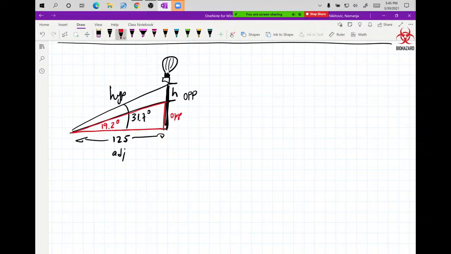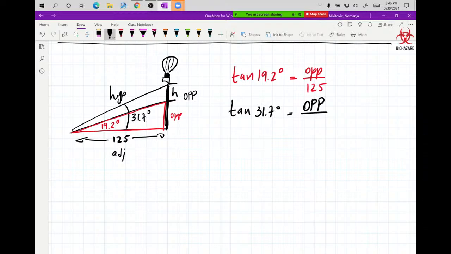So when you want to see by how much the hot air balloon went up, you can set up two tangent, opposite over adjacent, functions. So tangent of 19.2 degrees is equal to the opposite, which is unknown, divided by the adjacent, which is 125. And that's from the red triangle. And you do exactly the same thing for the black triangle. Tangent of 31.7 degrees is equal to now the capital Opposite over 125.